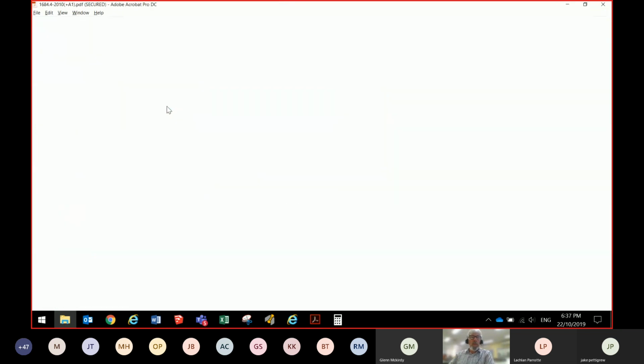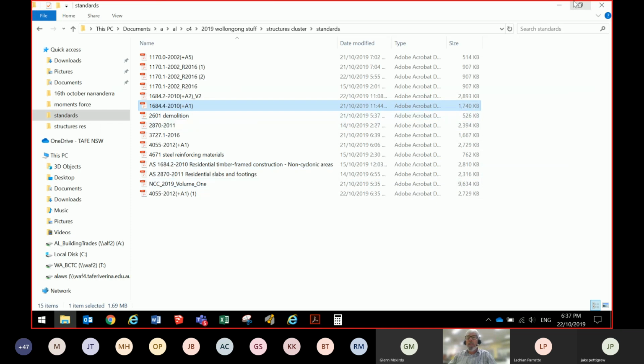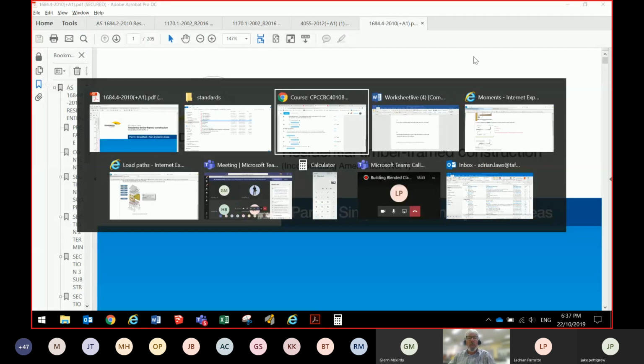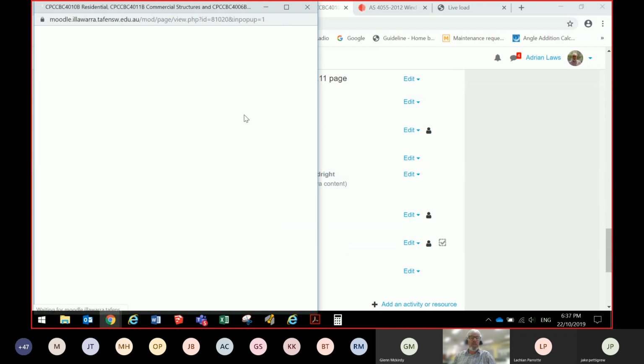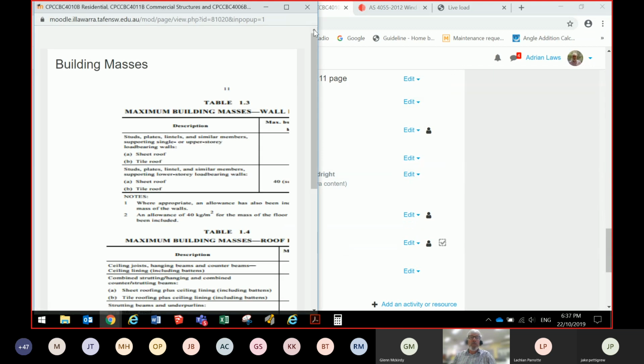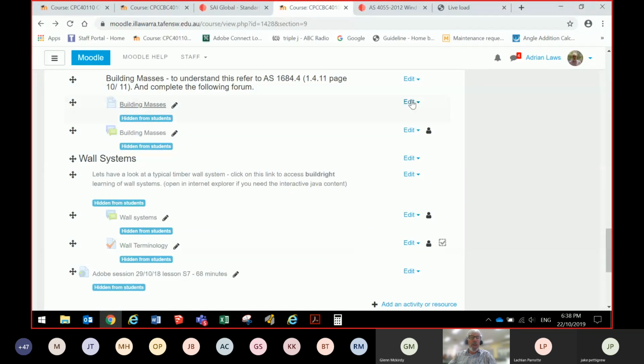1684.4. There it is. Hopefully it's not all green. And when we open up 1684.4, it's going to talk to us a bit about building masses. There's an example here where it talks about all the different masses of a building from the point of view of the parts of a building. I'm just going to open that so you can see that activity there.